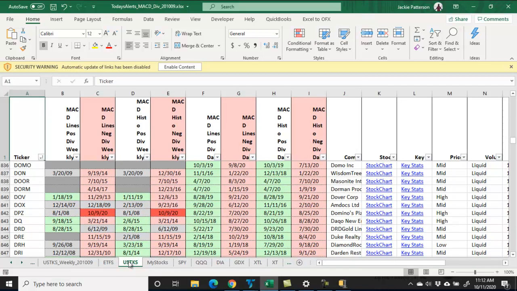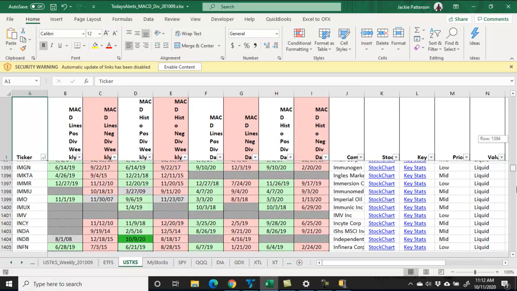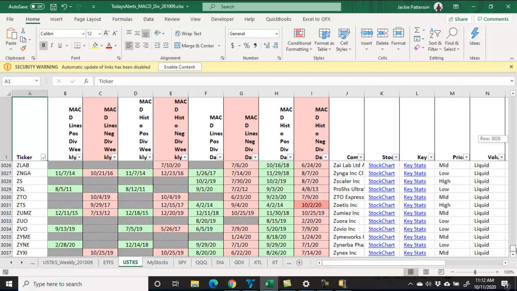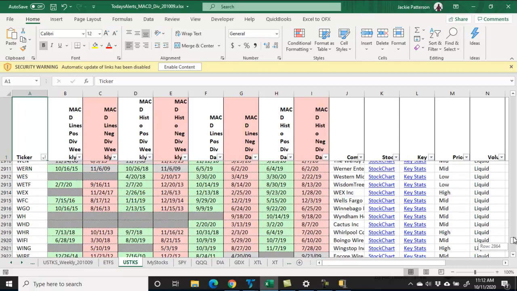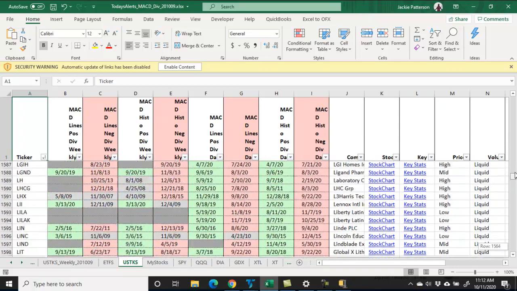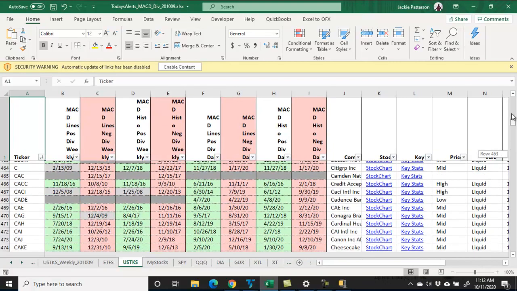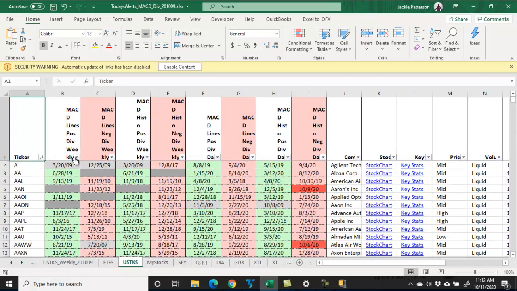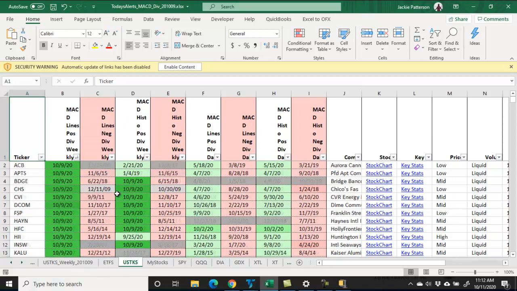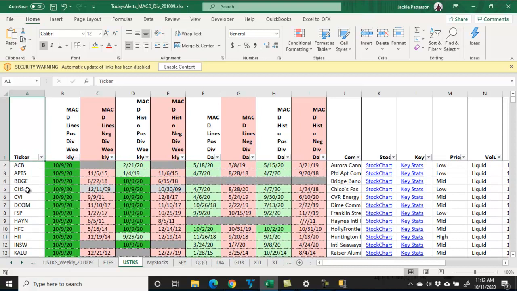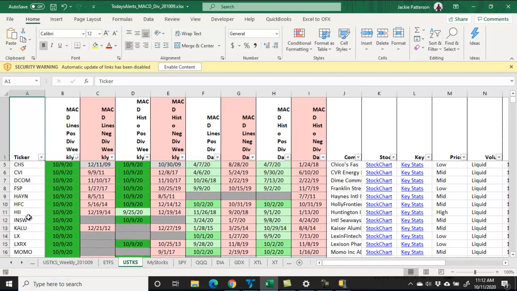And the US stocks sheet is just what it says. It is a little bit over 3,000 stocks here, scrolling down, that has the same sort of scorecard and the same sort of sorting. So you can look and say, okay, where are the MACD positive divergences? That is the most interesting signal. And look, there's quite a bit of them. So if you want to pick out something to drill down, you can look at the stock charts.